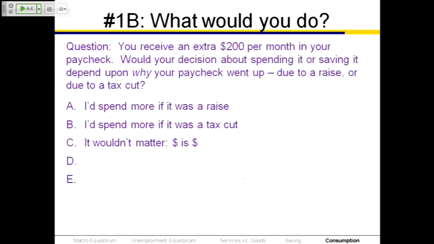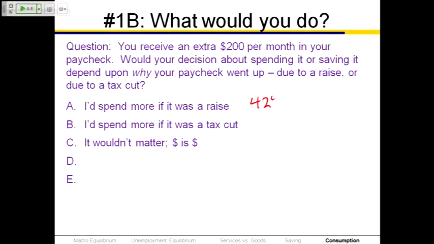Now, here's another question. Suppose you get this extra $200 per month in your paycheck. Would your decision about how to spend it or save it depend upon why your check went up, if it was due to a raise versus due to a tax cut? A is I'd spend more if it was a raise. B is I'd spend more if it had been a tax cut. And C is it wouldn't matter to me, an extra $200 is an extra $200. Would your answer to the first question have changed if I had told you it was a raise versus a tax cut? A, B, C, please don't do D or E. Three seconds. 1, 2, 3.